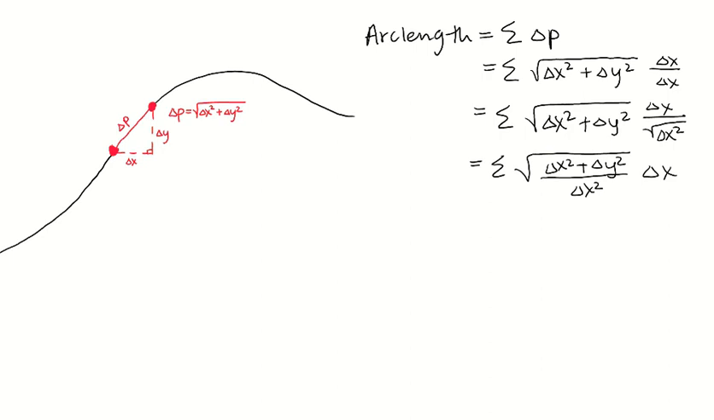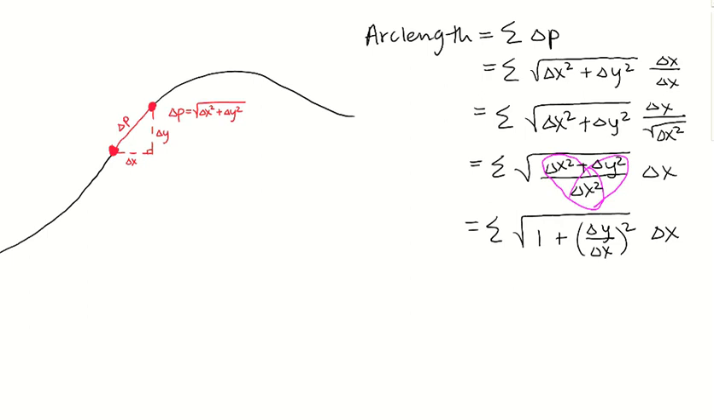It depends on how you look at it. You could look at it as distributing a 1 over delta x squared. I'm going to divide, and that's going to be the sum of the square root of delta x squared over delta x squared, which is 1, and then delta y squared over delta x squared.